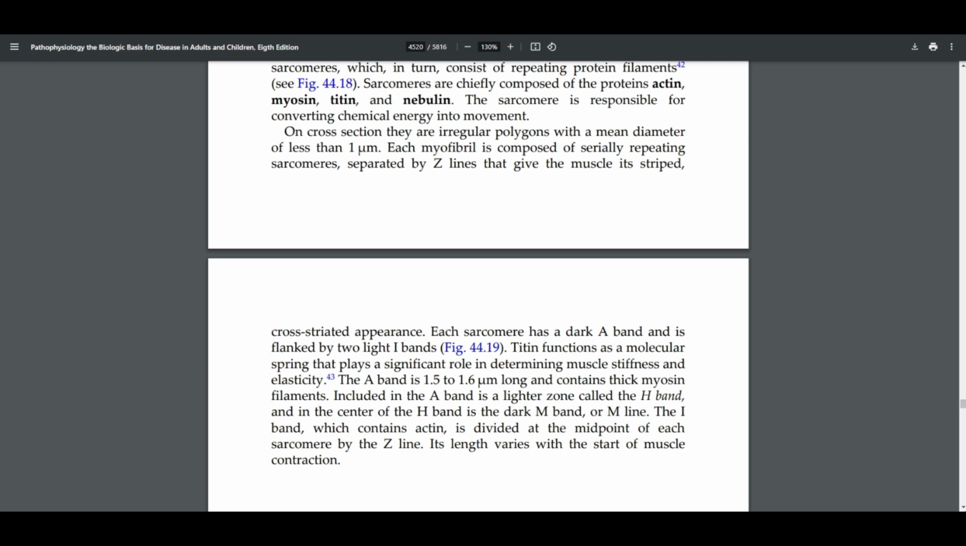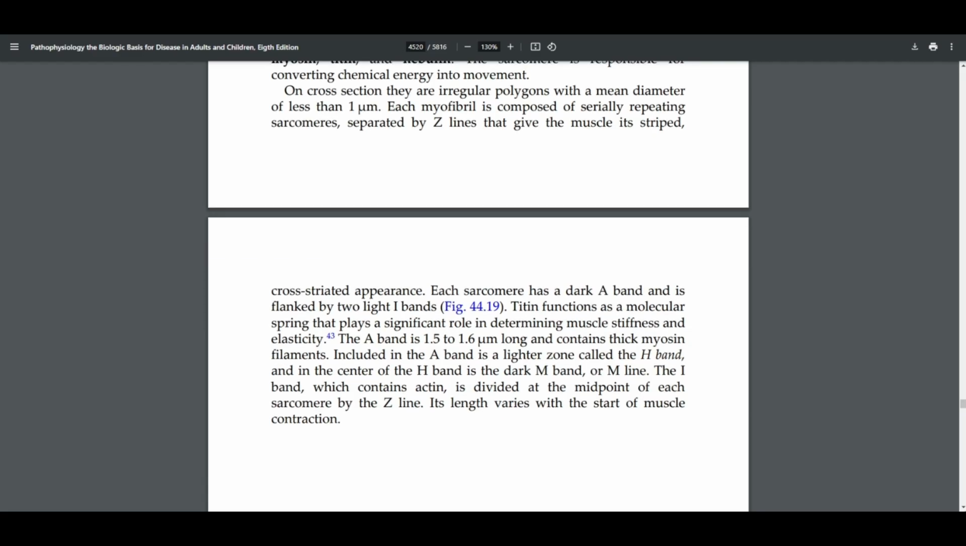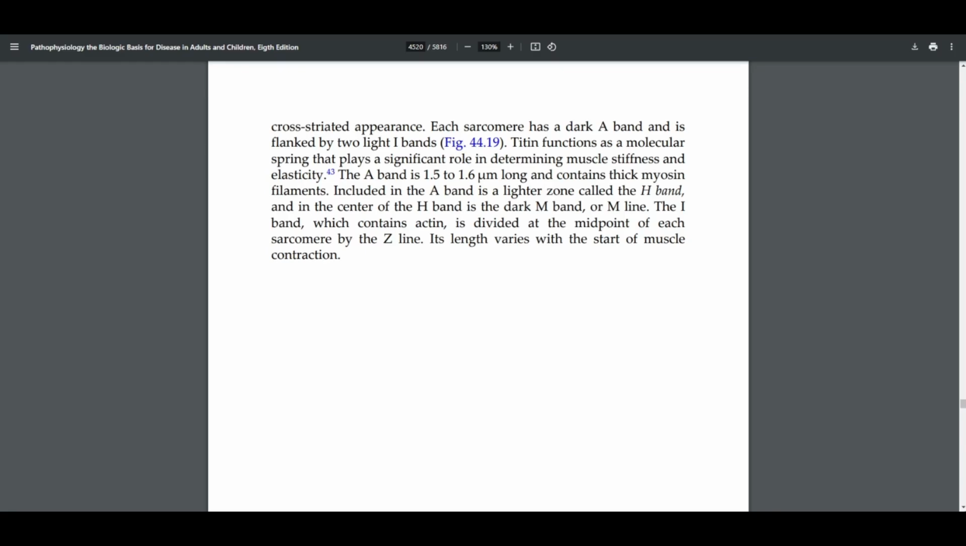Each myofibril is composed of serially repeating sarcomeres, separated by Z-lines that give the muscle its striped, cross-striated appearance. Each sarcomere has a dark A band and is flanked by two light I bands. Titin functions as a molecular spring that plays a significant role in determining muscle stiffness and elasticity. The A band is 1.5 to 1.6 long and contains thick myosin filaments. Included in the A band is a lighter zone called the H band, and in the center of the H band is that dark M band or M line.